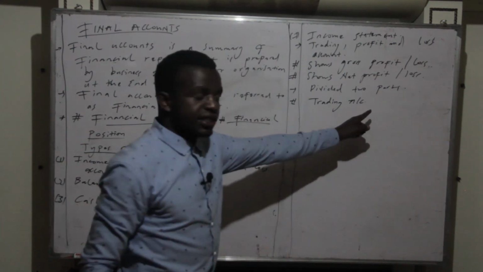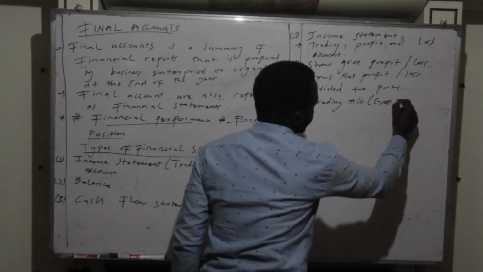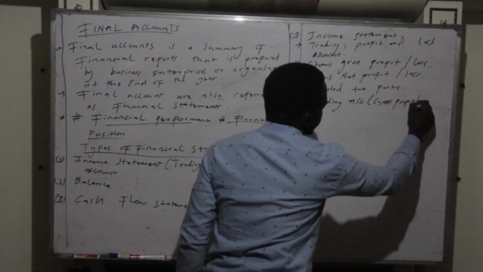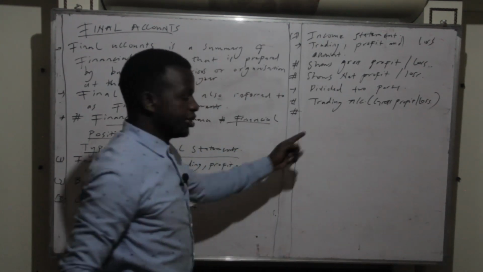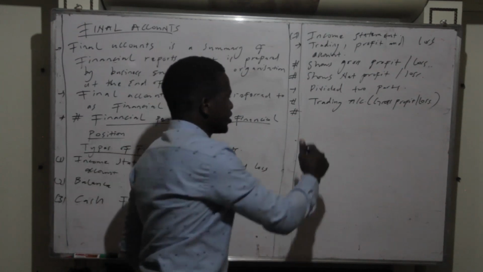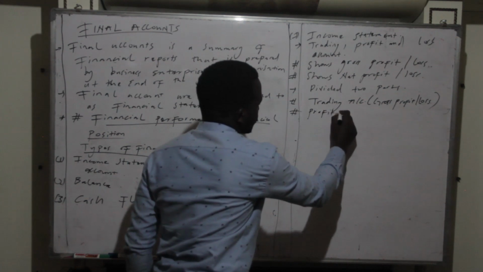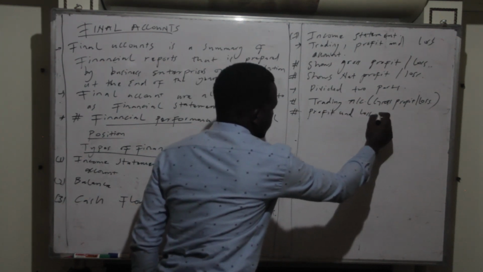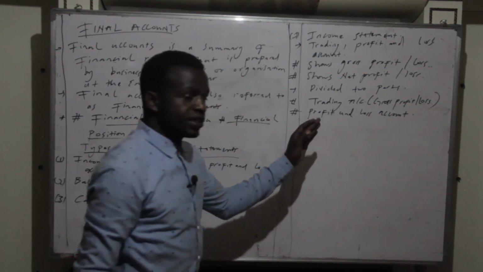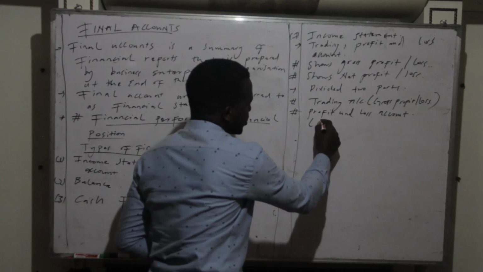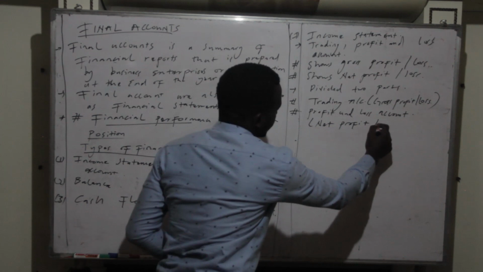So the trading account actually shows the gross profit or loss. Then it's also divided into the profit and loss account. So the profit and loss account actually shows the net profit or loss.